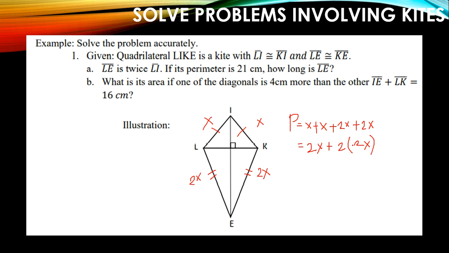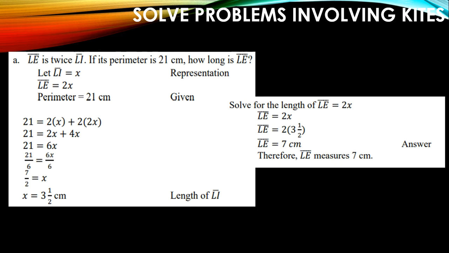Because 2 times 2X represents 2 ka 2X. Then, balik ta. So, muna siya, 2X or 2 times X plus 2 times 2X. So, may mo siyang 2 times X is 2X, and 2 times 2X, that's 4X. Then, substitute the perimeter to 21 cm or 21.